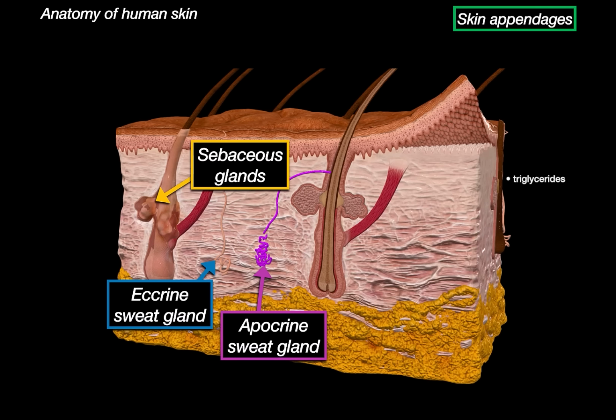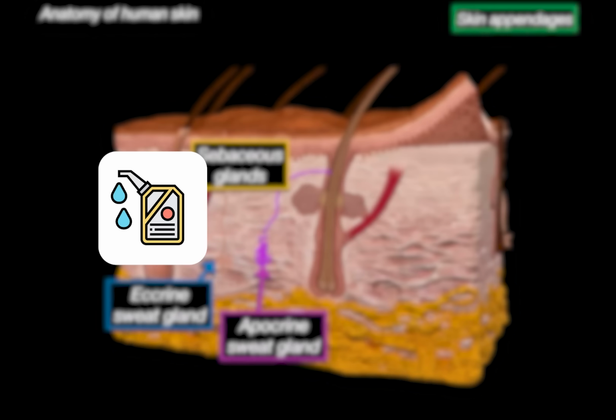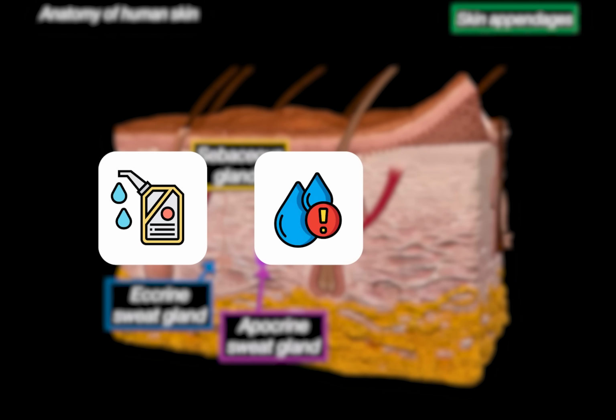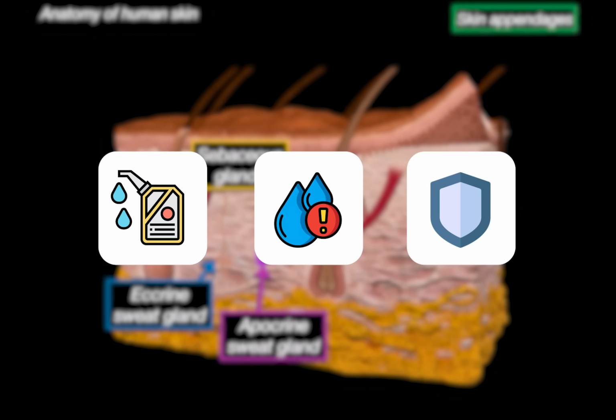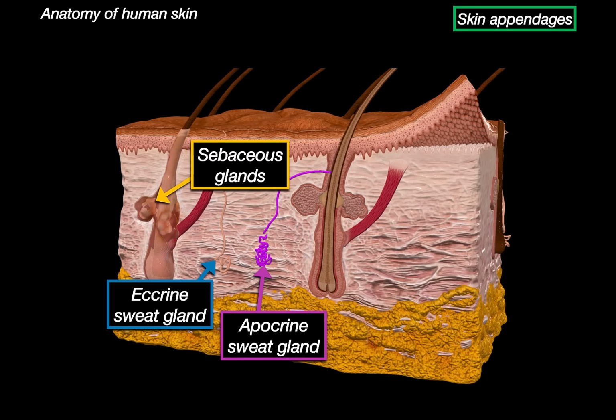Sebum contains triglycerides, wax esters, squalene, and some breakdown products, and it helps to lubricate the skin and hair, reduce water loss from the surface, and provide a hydrophobic barrier. There are also free sebaceous glands that open directly onto the skin without a hair follicle. You see them, for example, on the lips or at the margin of the eyelids. Sebaceous activity increases under the influence of androgens at puberty, which is one reason acne tends to flare up at that time. When the duct of a sebaceous gland becomes blocked, sebum can accumulate and form comedones or cysts.